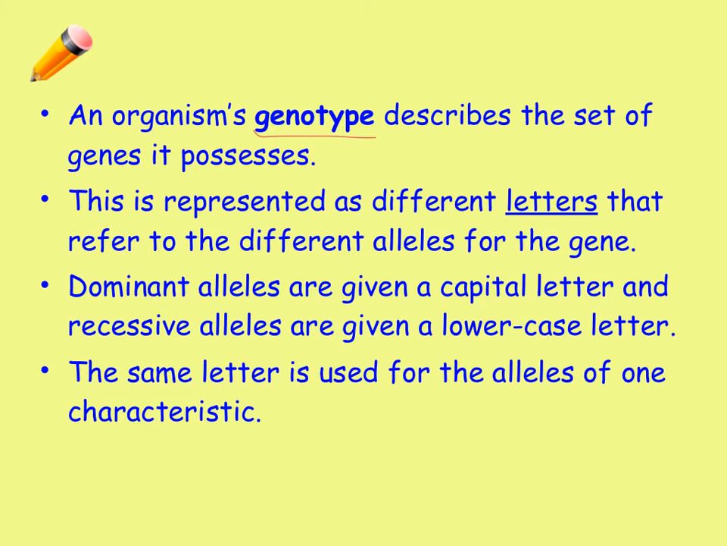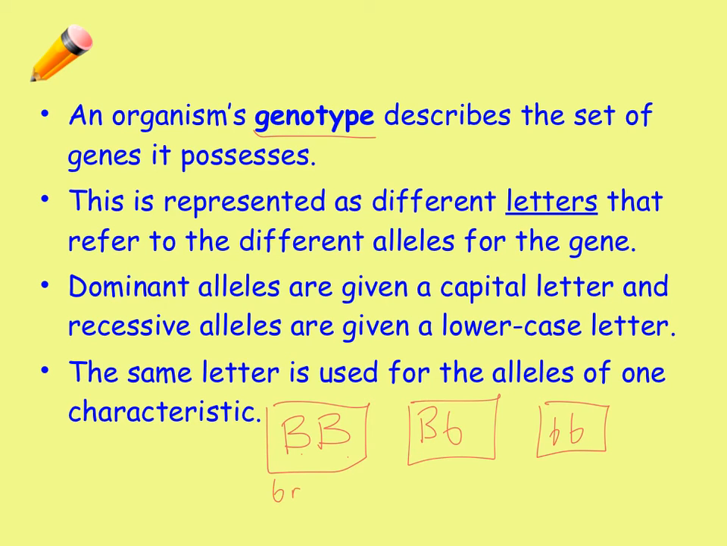Dominant alleles, as I've said, are given a capital letter. Recessive alleles are given a lowercase letter. So if we were to say an organism had this, that would be the genotype: capital B capital B, or capital B little b, or little b little b. Here the phenotype would be brown eyes. Here as well the phenotype would be brown eyes. And here the phenotype would be blue eyes.